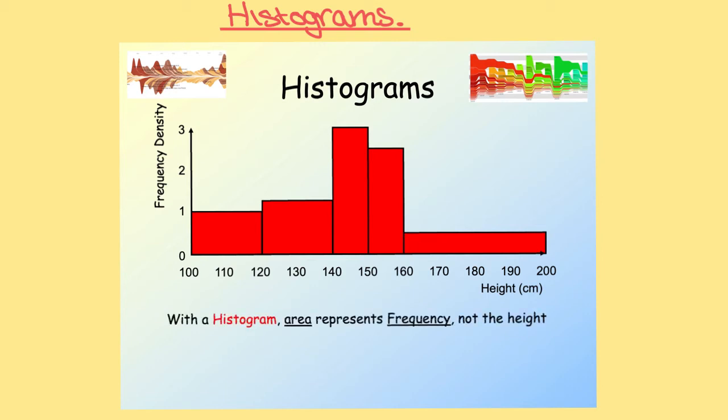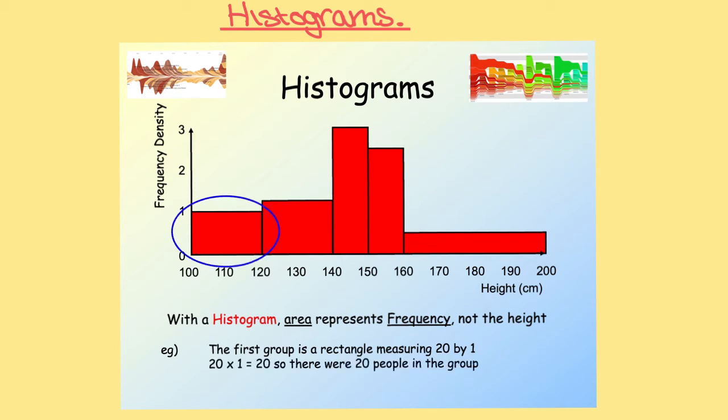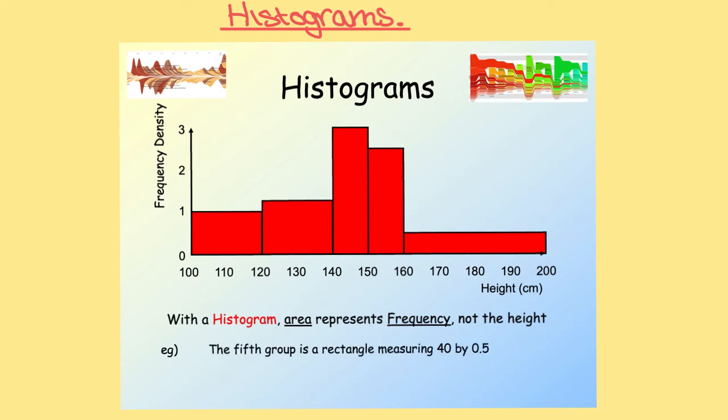With a histogram, it is the area that represents the frequency, not the height. E.g., the first group is a rectangle measuring 20 wide by 1 high. 20 times 1 is 20, so there are 20 people in the group. The fifth group is a rectangle measuring 40 by 0.5. 40 times 0.5 is 20, so there were 20 people in the group.